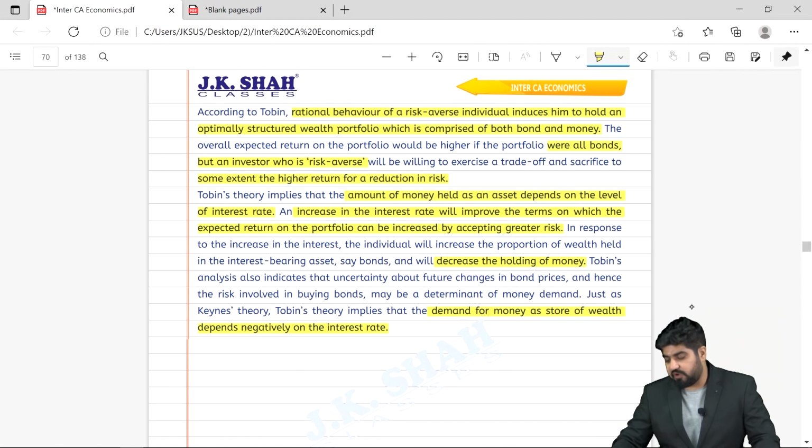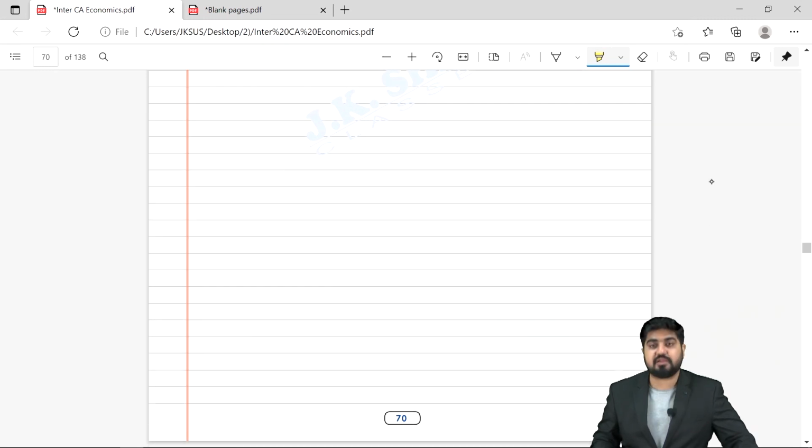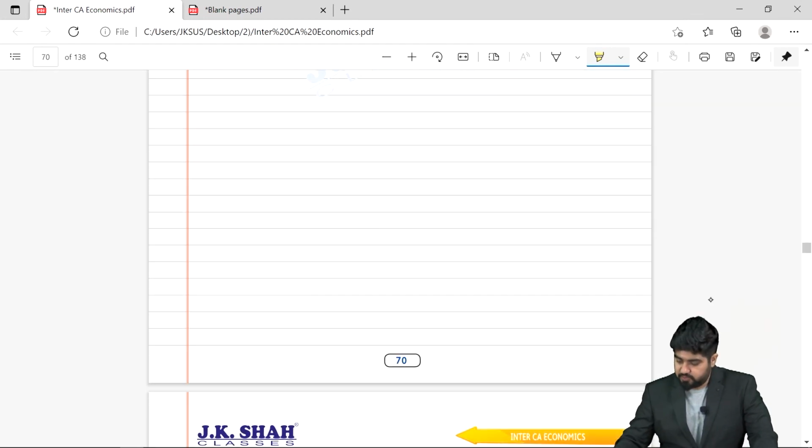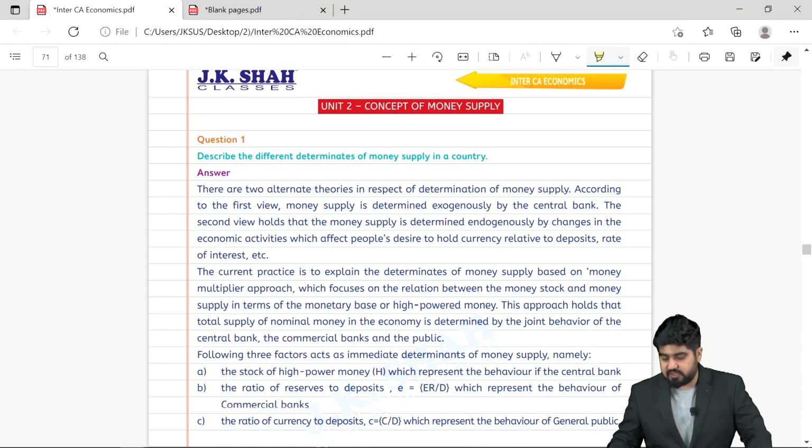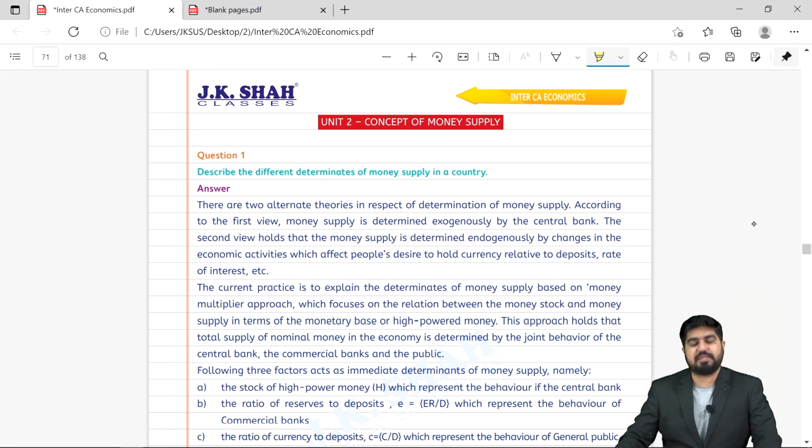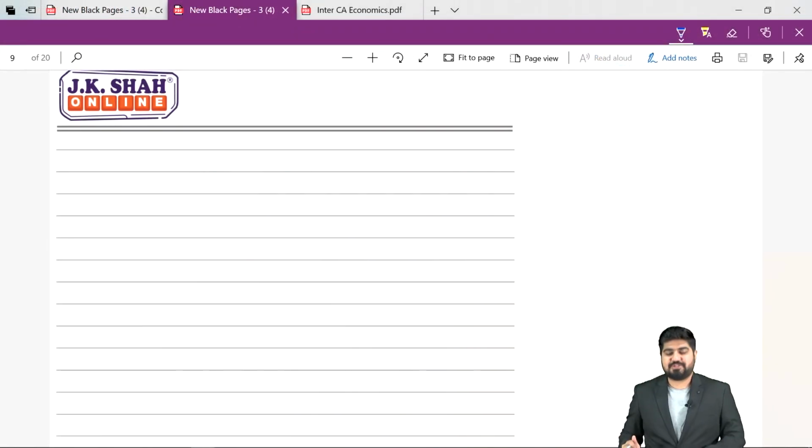I hope friends you are very clear in the entire unit number 1. Next part students that we are going to understand will be unit number 2, concept of money supply. Alright, so unit number 2 friends, what's the name of this unit? It is nothing but concept of money supply.